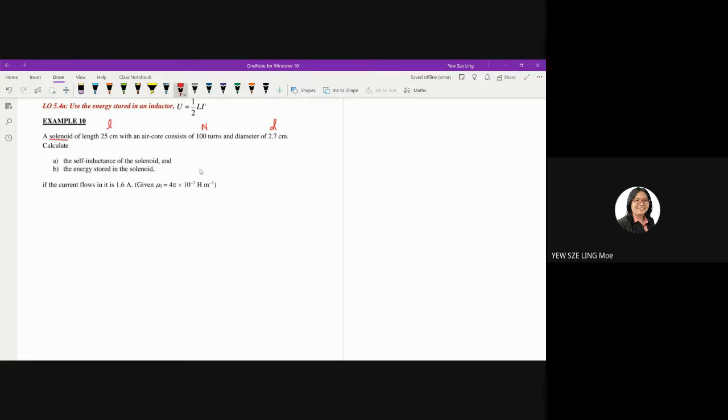Now, when it comes to this question, try to ask yourself, which equations can be used to calculate self-inductance? Let us begin with the definition. So question A. If we use L equals negative EMF di per dt, do we have enough information? Apparently no. What we have is just a fixed current, 1.6. We don't know what is the initial, what is the final value. We are just given the value at one moment. So, this is not the equation that we're going to use. The second equation that involves self-inductance is N phi equals Li.